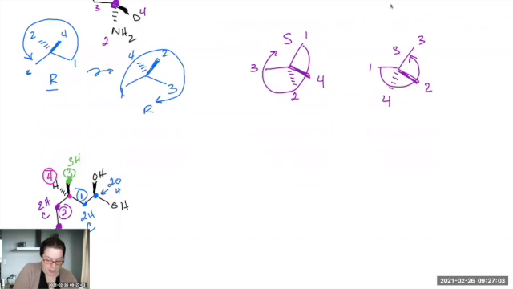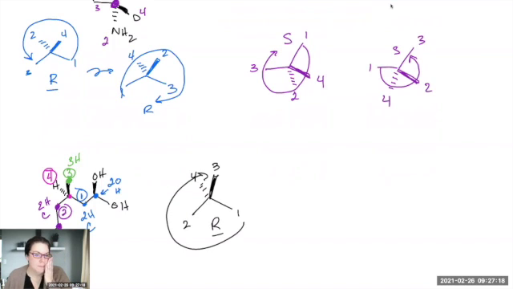Okay, lowest priority is in the back, which is fabulous because we can just use our normal rules. So we have 3, 1, and 2. So we go from 1 to 2 to 3, and that is R. Good? Sweet. Okay. 1 asymmetric carbon means that we are automatically a chiral molecule.